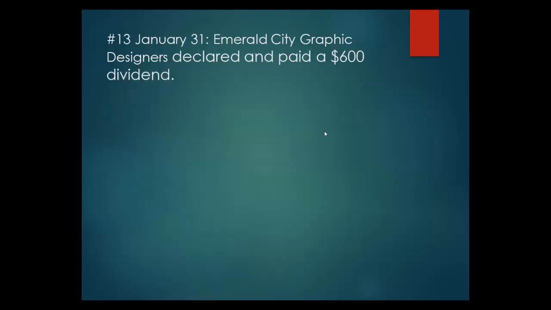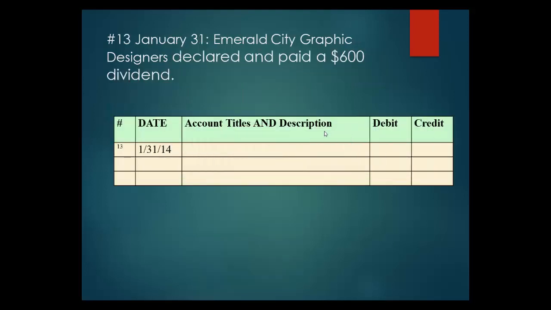Last transaction, Emerald City Graphic Designers declared and paid a $600 dividend. And you should start seeing the vocabulary that we associate with when cash is involved. We paid this, we received in advance, all of those sorts of things. And that's just practice. You guys will just have to practice it as you work problems. So when we pay a dividend, we know cash is involved. Cash went down, so that will be a credit.